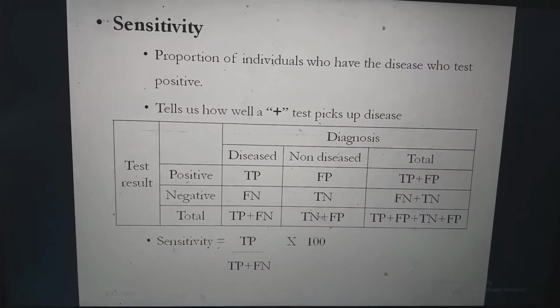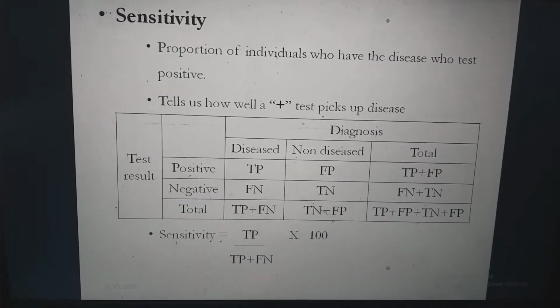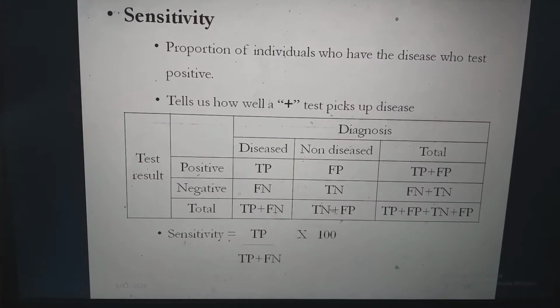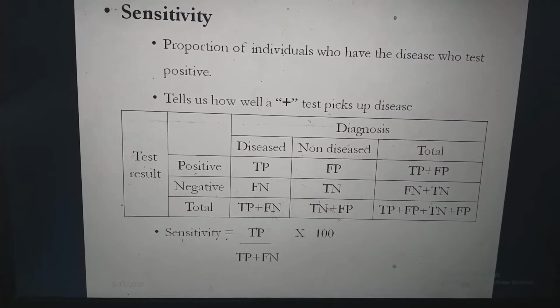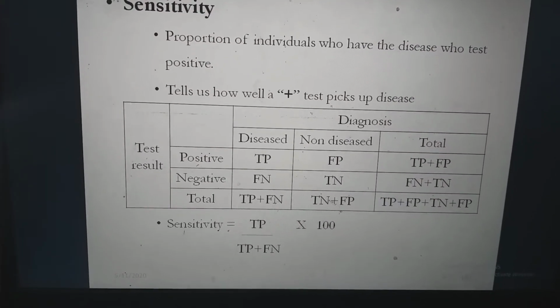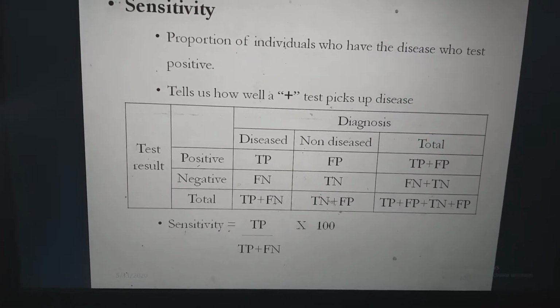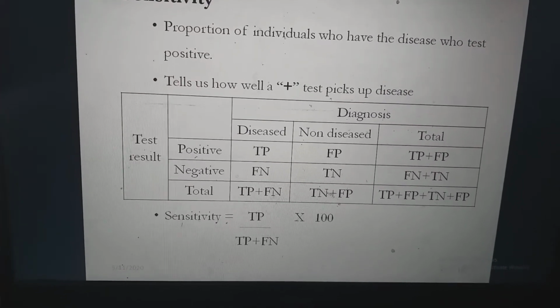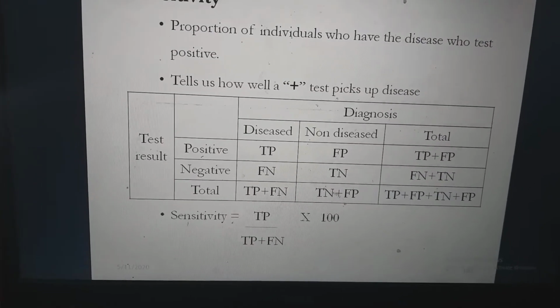From the diagnosis area, from the top, disease is there, non-disease is there. Downwards through the diseased: true positive, yes, it is diseased, and false negative. That means true positive and false negative make up the total diseased. When we come to non-diseased, it means false positive and true negative, both of them.